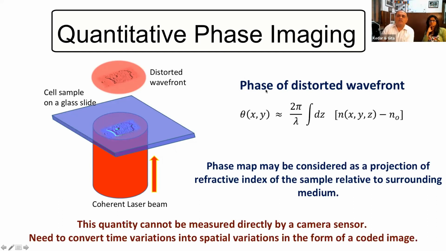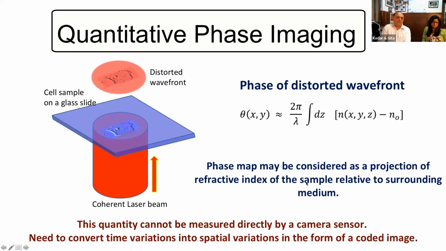This phase of the wavefront can be approximately written in this form. It is 2 pi divided by lambda, which is the wavelength of this laser beam, and it's an integral over the thickness dz of the space-dependent refractive index of the cell. So n here represents a space or coordinate-dependent refractive index, and n0 represents the refractive index of the surrounding medium that is surrounding the cell itself. And so you can see that the phase map actually represents a projection of the refractive index relative to the surrounding medium.